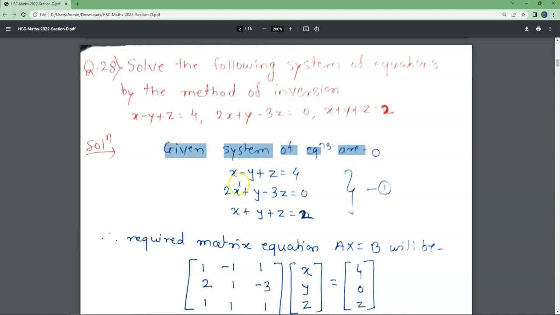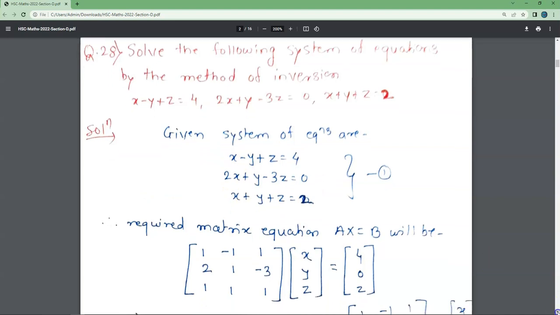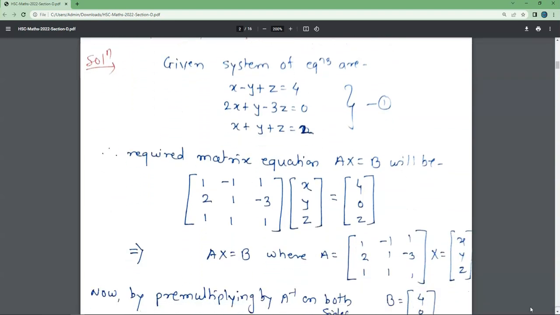So the given system of equations, we write down the given equations: x minus y plus z is equal to 4, 2x plus y minus 3z is equal to 0, x plus y plus z is equal to 2. Okay, and this we will call 1. Now what do we want to do with this in matrix form? Convert it. So if we convert that into the matrix, what will it be?